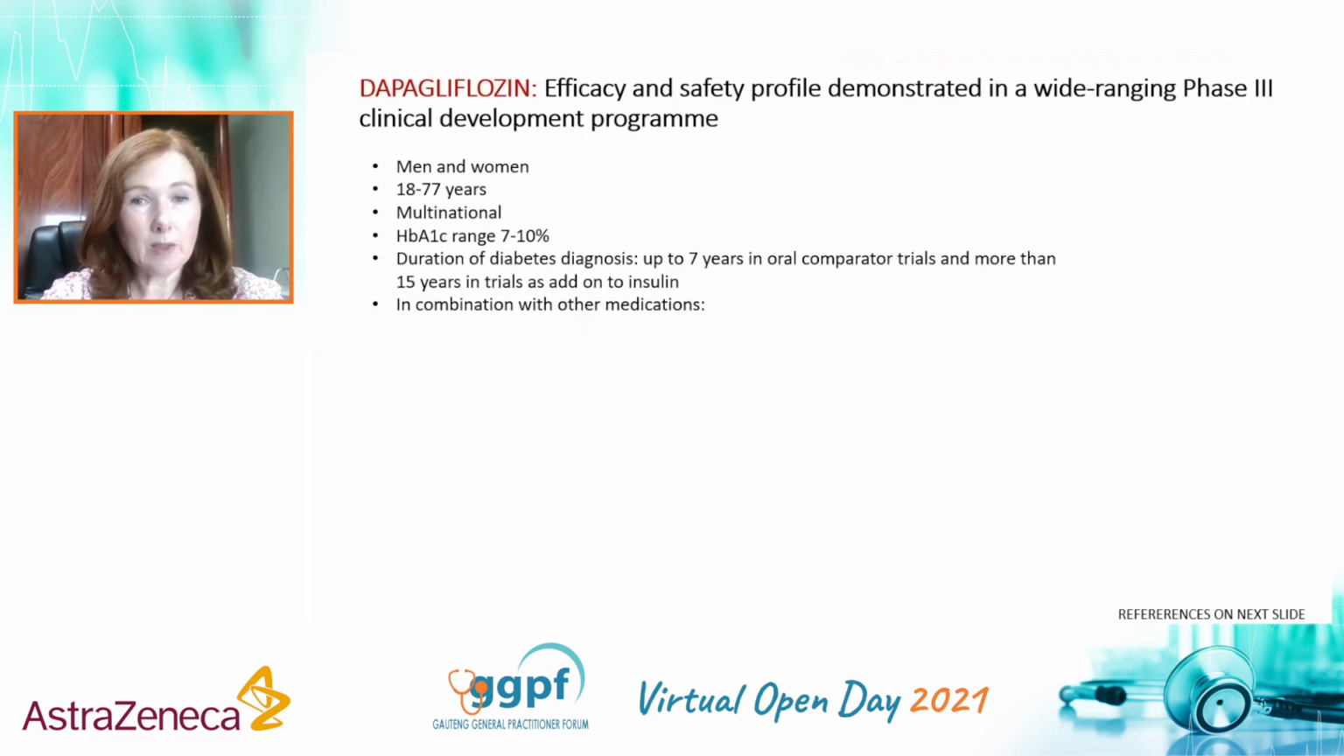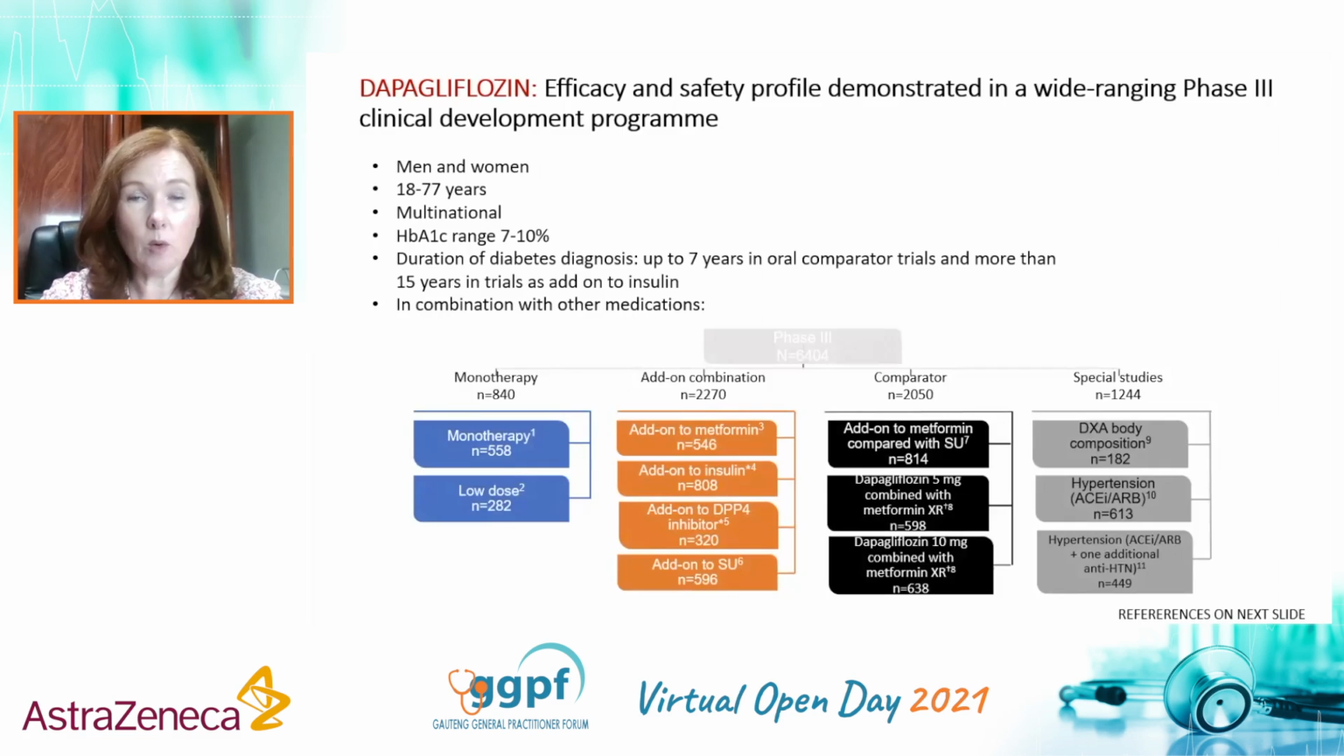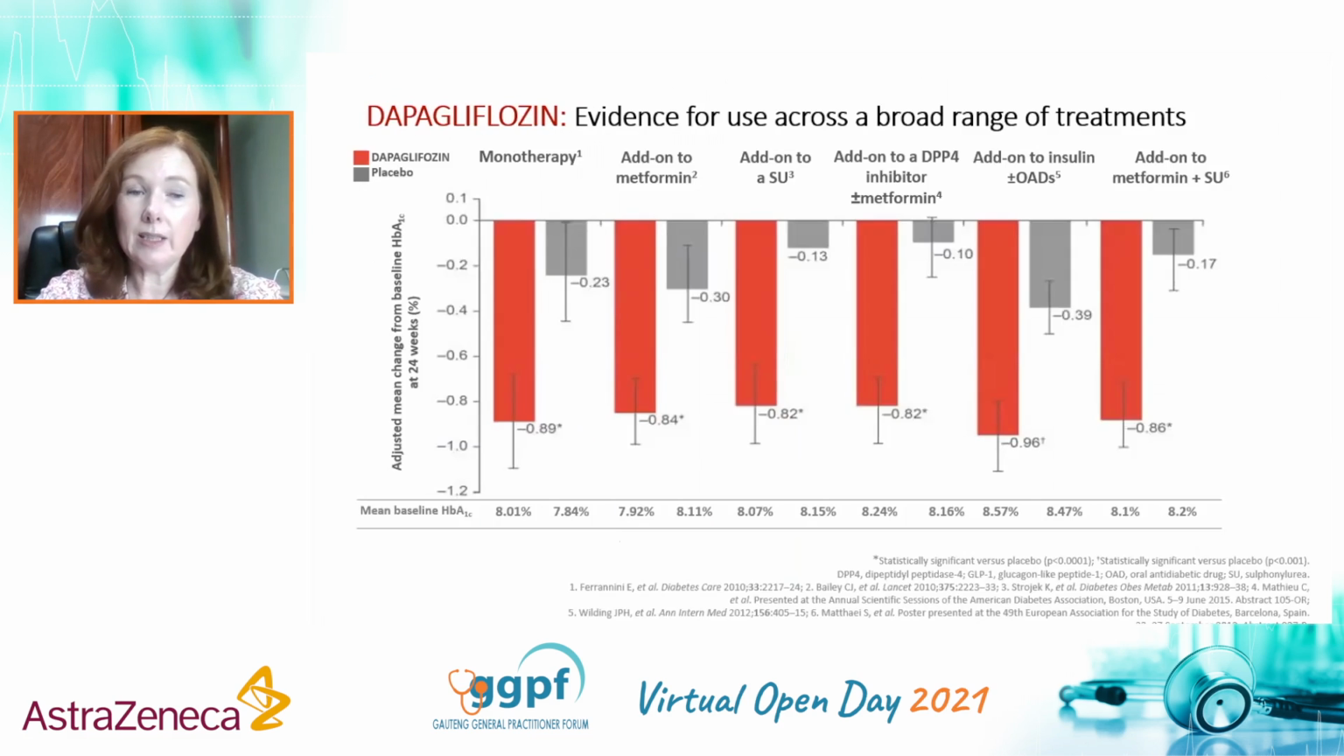Interestingly, the dapagliflozin was used from diagnosis all the way up to 15 years in patients who had already been on insulin therapy to control their sugar. And it was being used in combination with a wide variety of medications: metformin, the sulfonylureas, DPP4 inhibitors, as well as insulin. And special studies looked at those populations that were obese and hypertensive. So let's look first at the HbA1c lowering when dapagliflozin was added on to other medications. And really, it is absolutely clear across the board that there was significant improvement in glucose control with the addition of this SGLT2 inhibitor, and it didn't matter what it was added to.